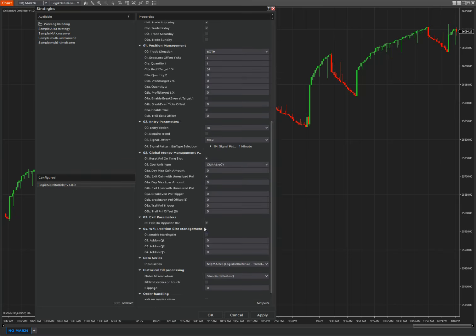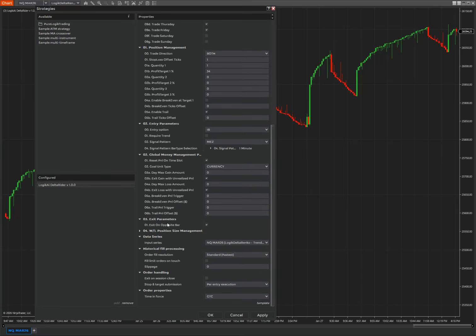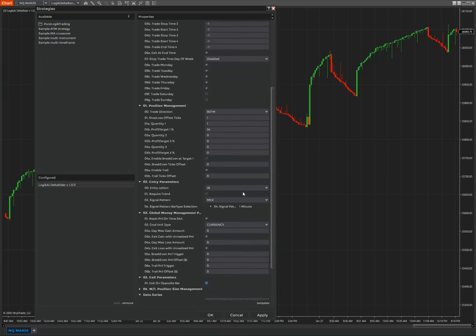And then lower down, I have my exit parameters. If you're still in a position and the bar changes direction, just get out. That's what this option does. I just keep that on. And this win-loss position size management, I don't use this, but if you wanted to martingale and double up your position as you have losses to recoup the wins, you can turn that on. Okay, so this is all set up.